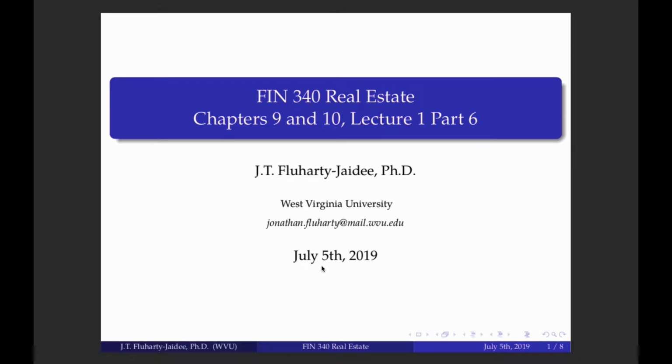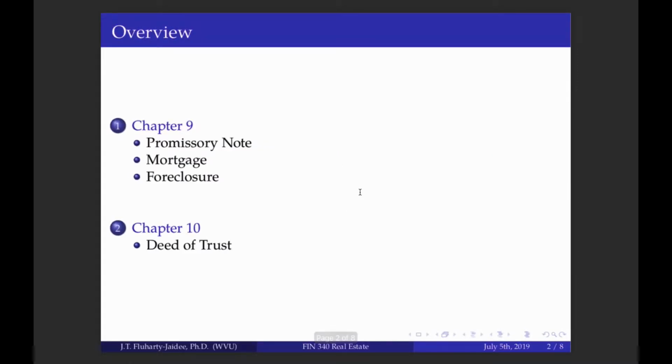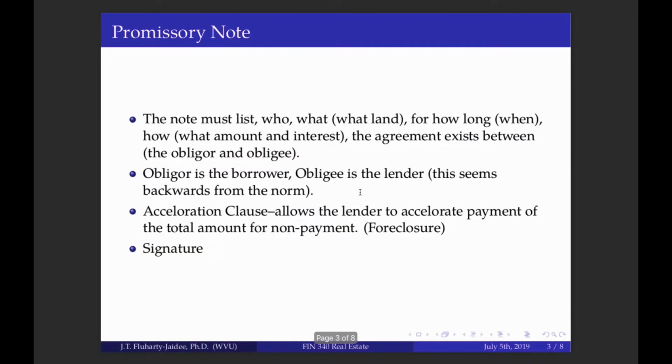Today we'll be going over chapters 9 and 10, which are pretty brief and deal mostly with mortgages, promissory notes, and deed of trust. So again, chapter 9 deals with mostly promissory notes, the mortgage, and foreclosures upon those mortgages. And then chapter 10 deals with the deed of trust, which is fairly close to a mortgage with some small legal differences in what constitutes a deed of trust.